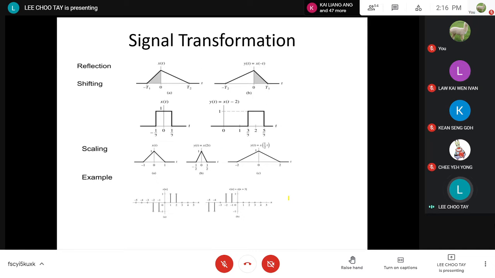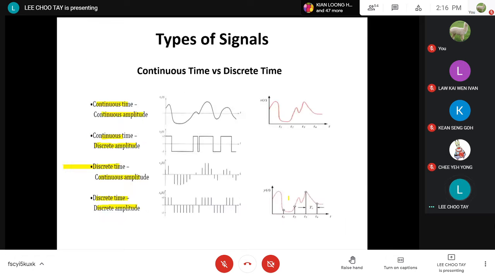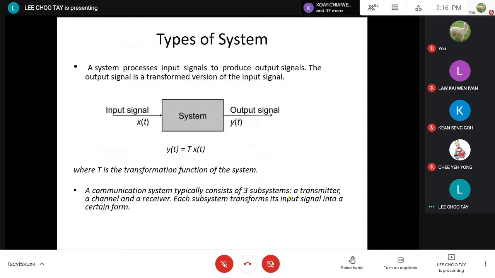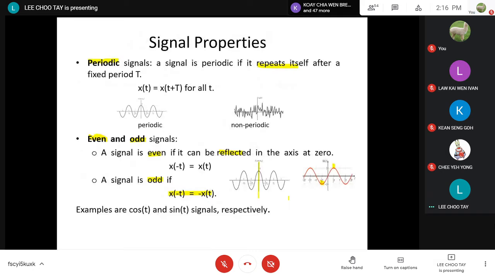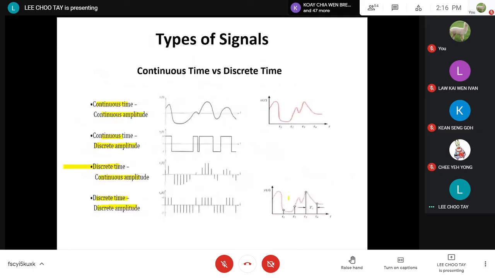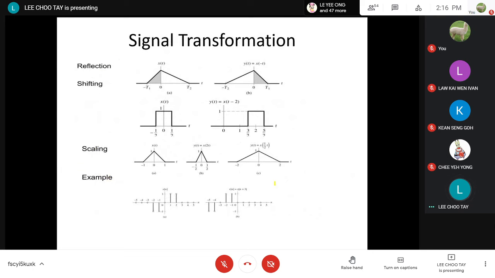So the type of, what else? Did I miss something? Okay, never mind.